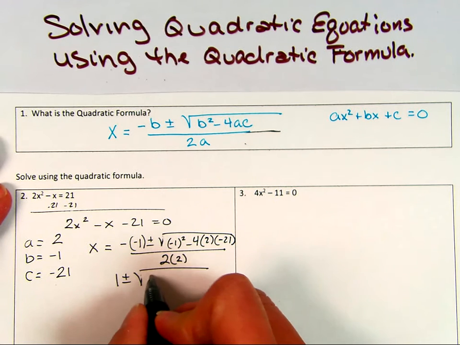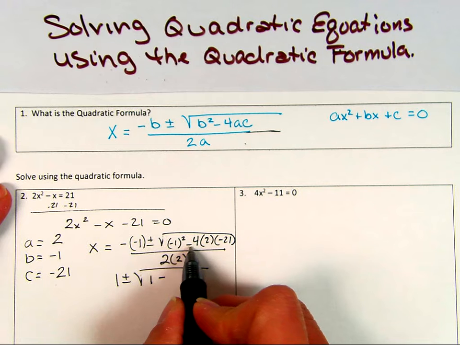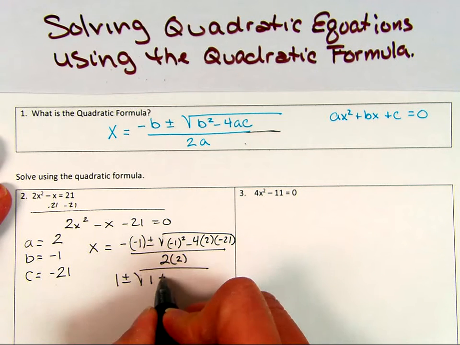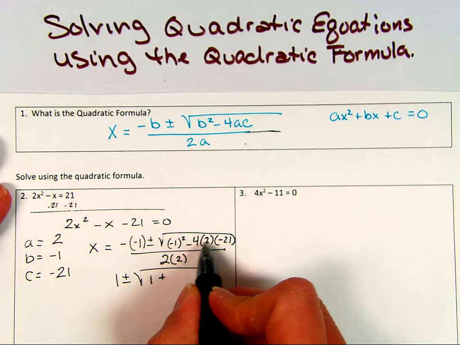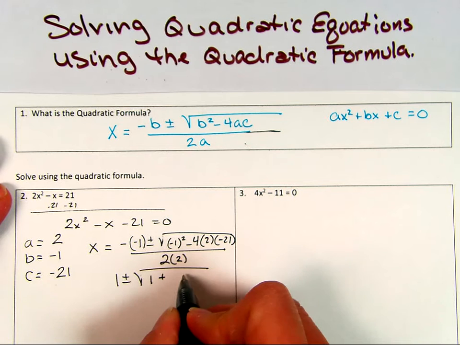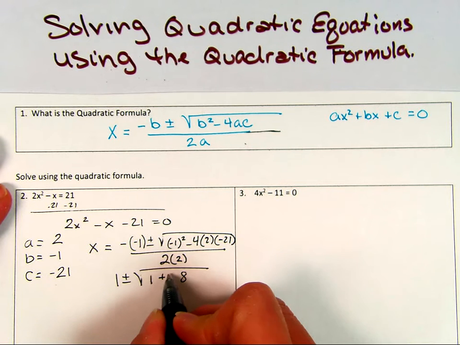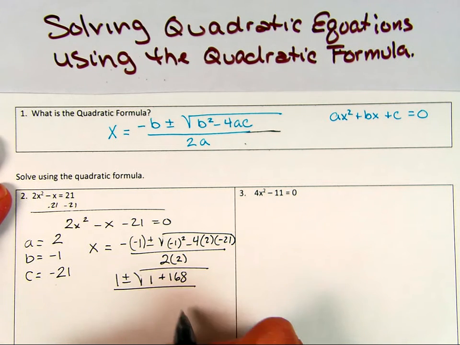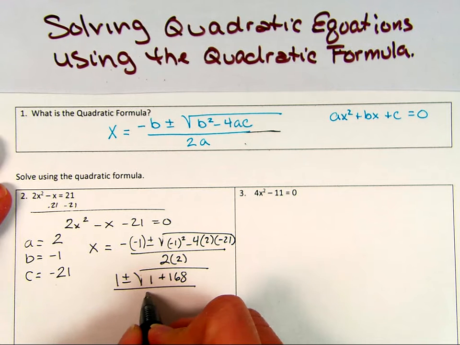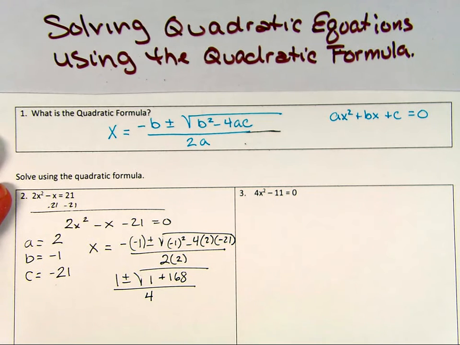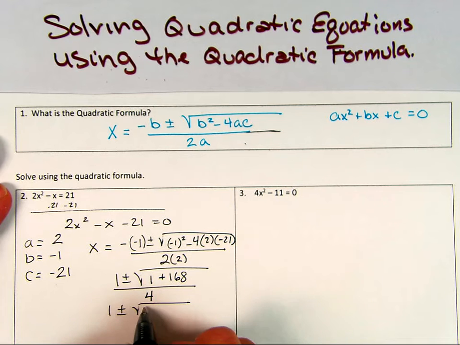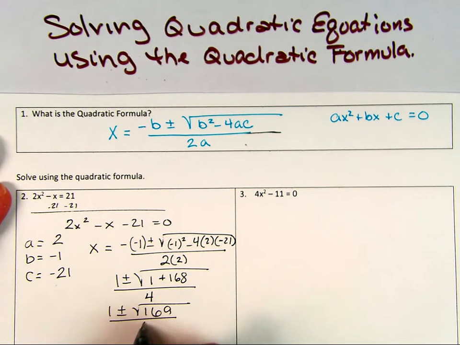So negative 1 squared is 1. And then I have a negative and a negative, so that's going to get me a positive. So now I have an 8 times a 21. Well, 1 times 8, 2 times 8, I think that's going to be 168. And I'm going to divide it by 2 times 2, which is 4. Okay, so now I simplify this a little bit more. 1 plus or minus the square root of 169 over 4. The square root of 169 is 13. So now I have 1 plus or minus 13 over 4.